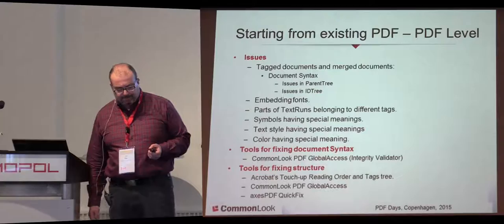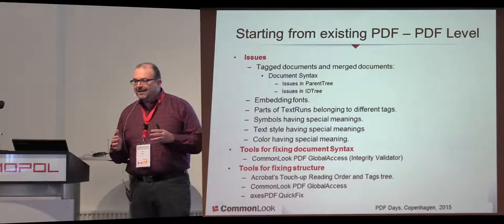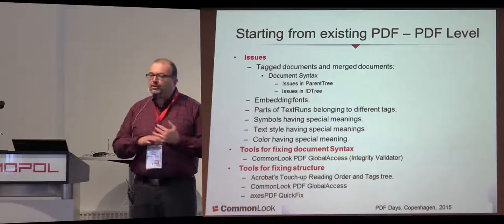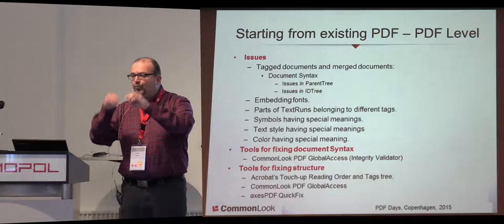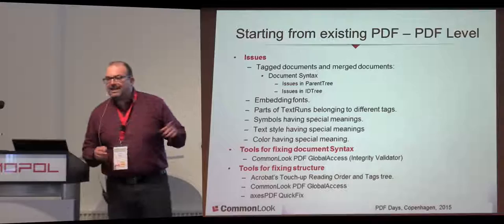Now, even when you get a tagged document and you're just supposed to start working with it, fixing the issues, fixing the order and providing attributes, there could be issues in the document syntax, issues in the parent tree, and issues in the ID tree. The symptoms that you would notice in these cases are that you're trying to move one tag from one place to the other, and Acrobat wouldn't do it. And if you try to do it programmatically, it would crash. The reason mostly has to do with the parent tree.